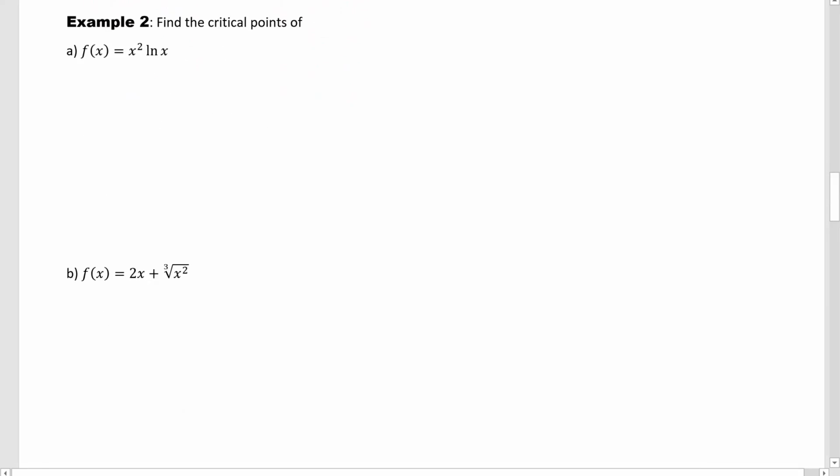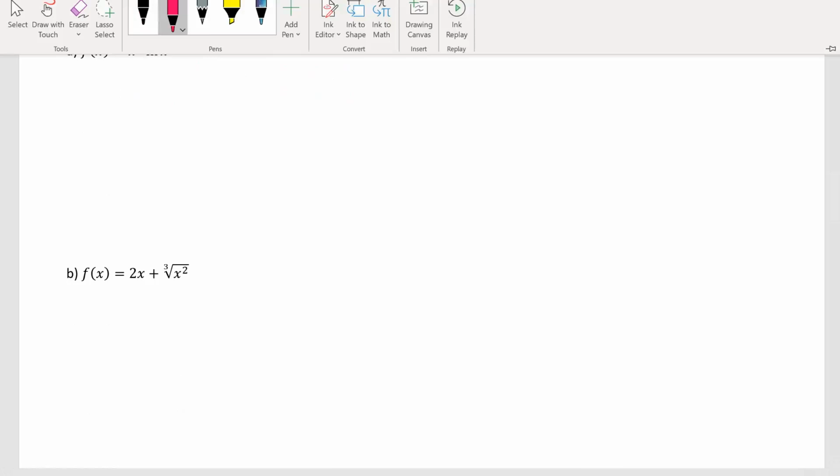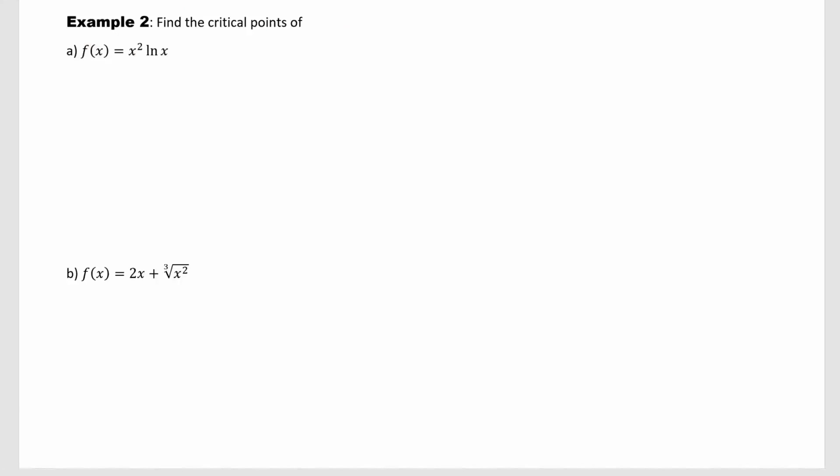Alright, so let's work on this example. Okay, let me use a marker here. Find the critical points of the following function.